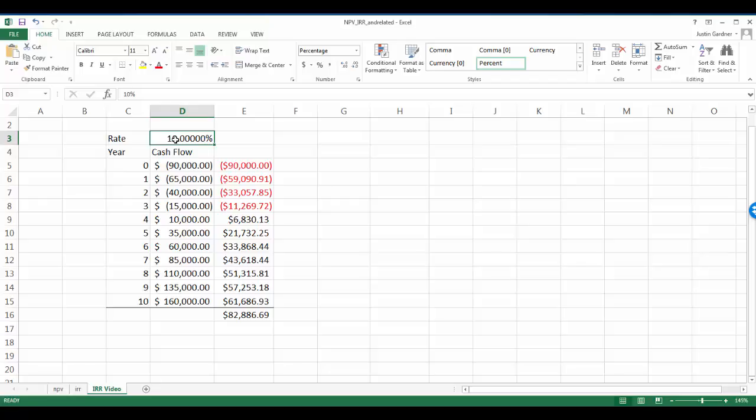There are different ways to calculate the internal rate of return, and just to be perfectly straight with you here, every method of doing it has some flaw.